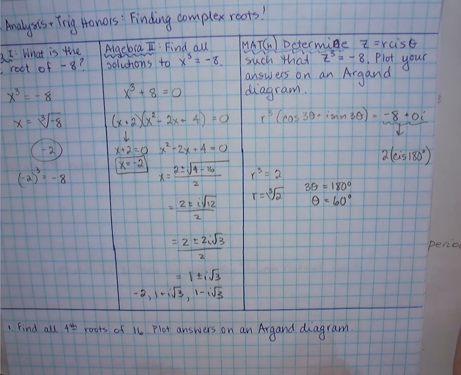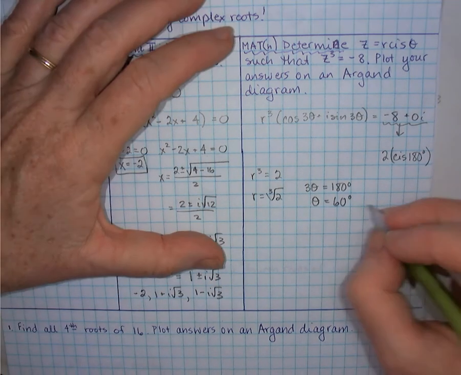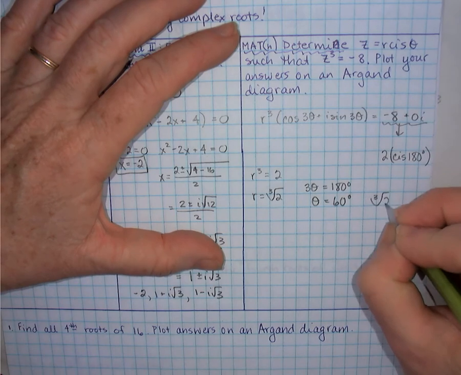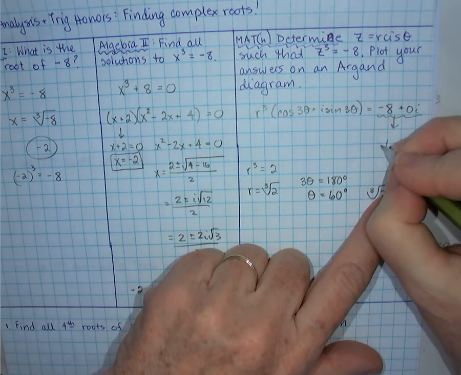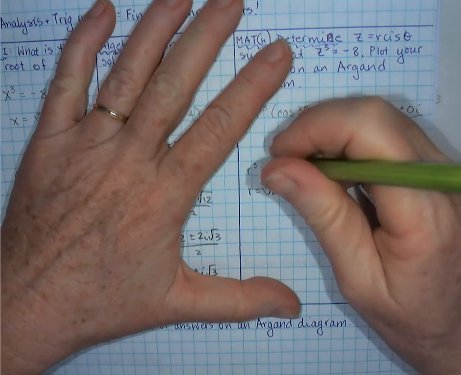Well, that only gives us 1 root, right? So that gives us cube root of, I'm sorry, this is cube root of, this is 8, cis 180. So r cubed is 8.